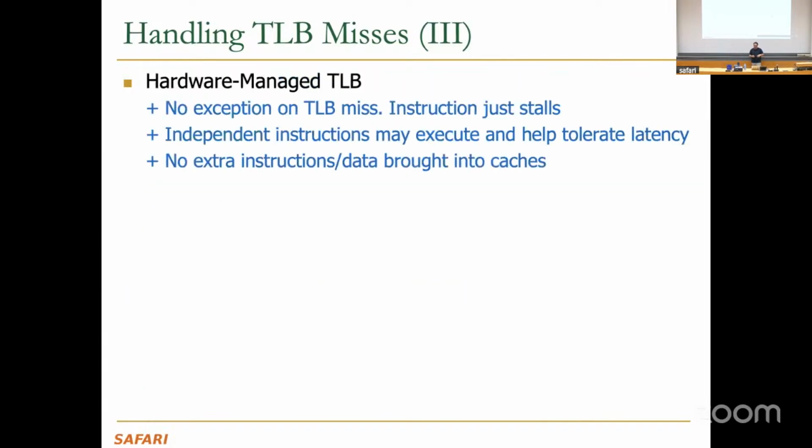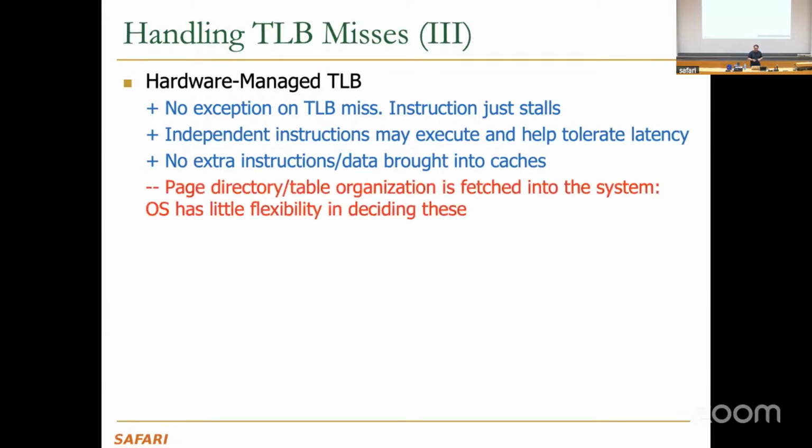The good part with the hardware managed TLB is that you don't need exceptions on a TLB miss. Exceptions are very expensive. Handing the control over to the operating system is a very expensive process. Second, you might have independent instructions which can execute at the same time. If the operating system would take over, then you cannot execute any other instructions from the same program. And third, you do not need to bring any extra instructions or data into the caches to fetch, for example, the operating system code or the operating system data that will handle the exception.